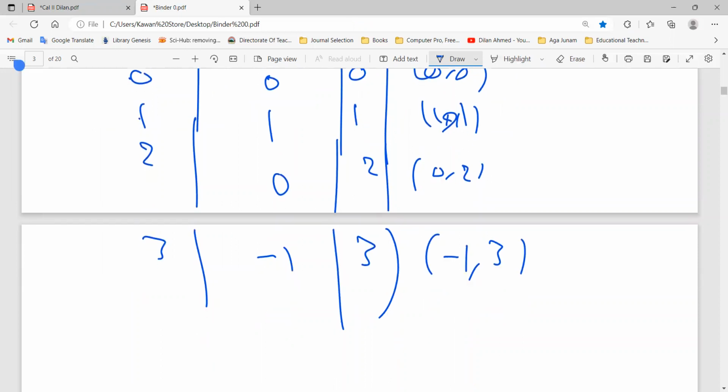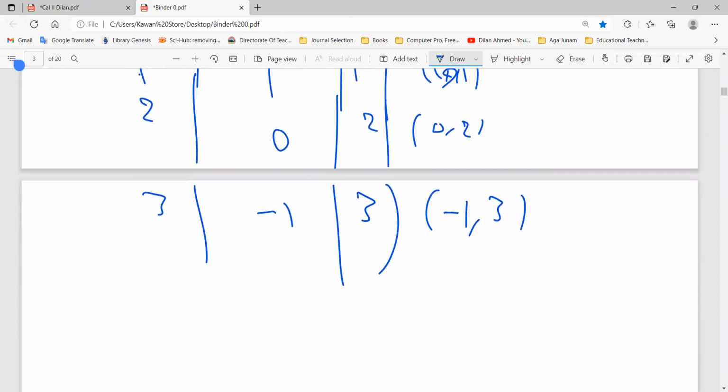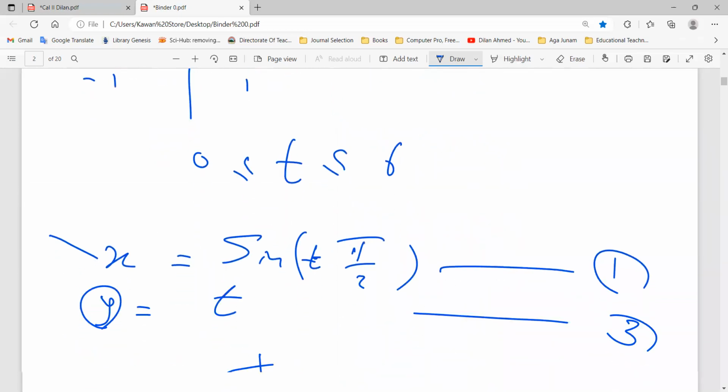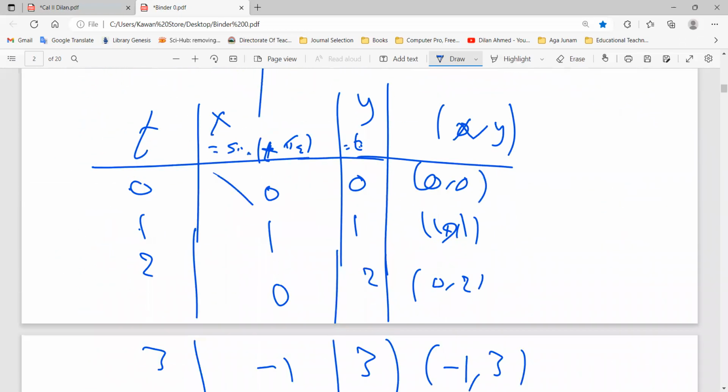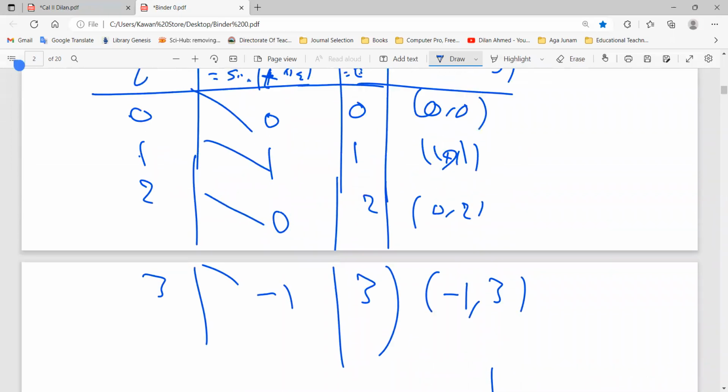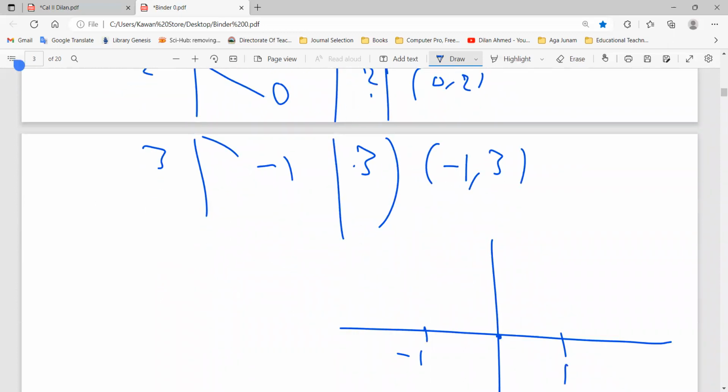So how do we sketch these points? On the x-axis, I have 0, 1, 0, minus 1. How about the y-axis? I have 0, 1, 2, 3. Okay. Now sketch the points.